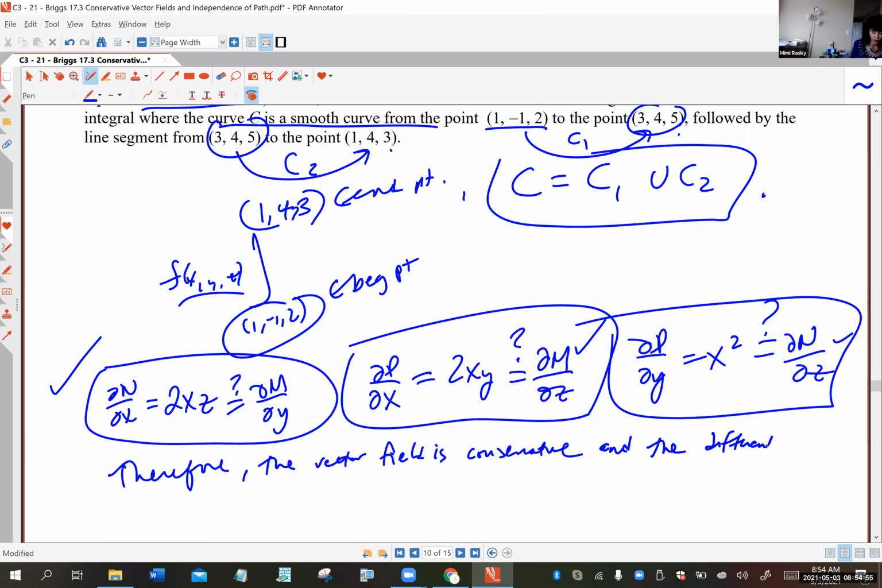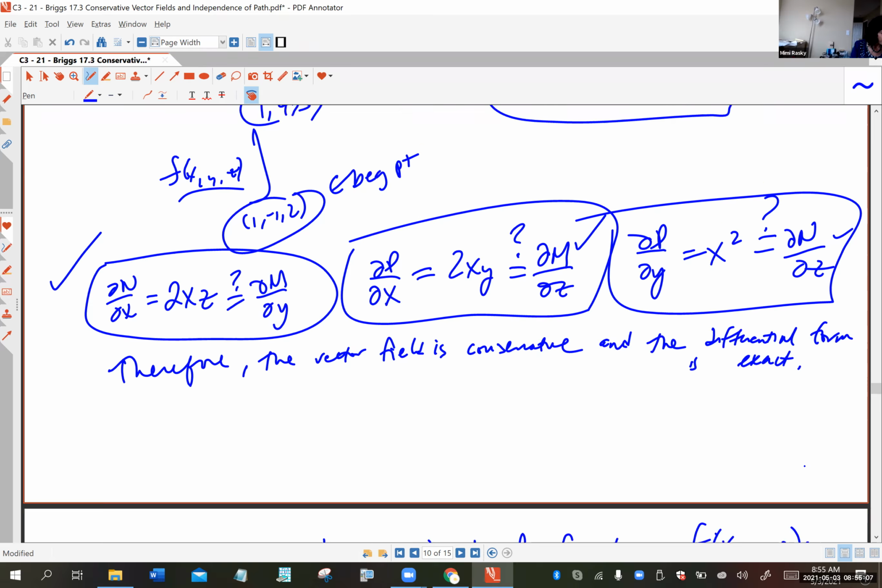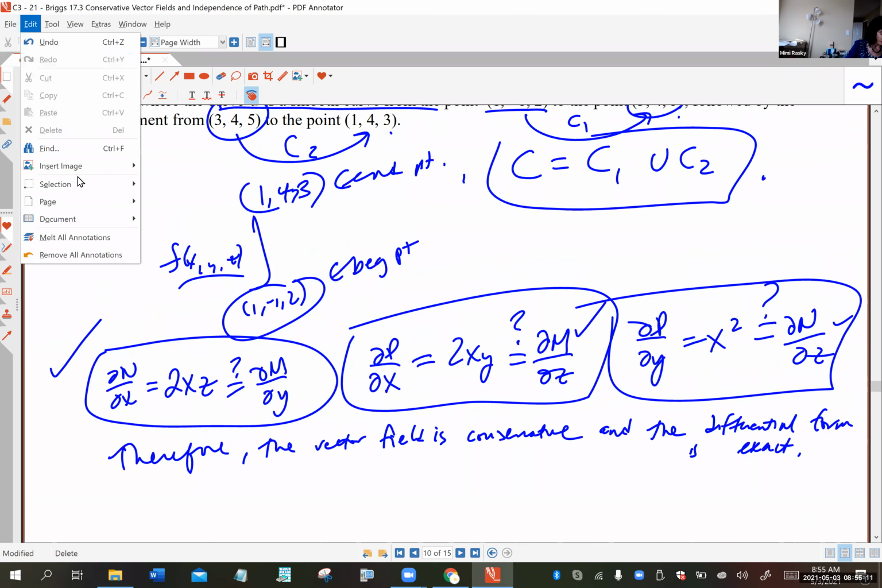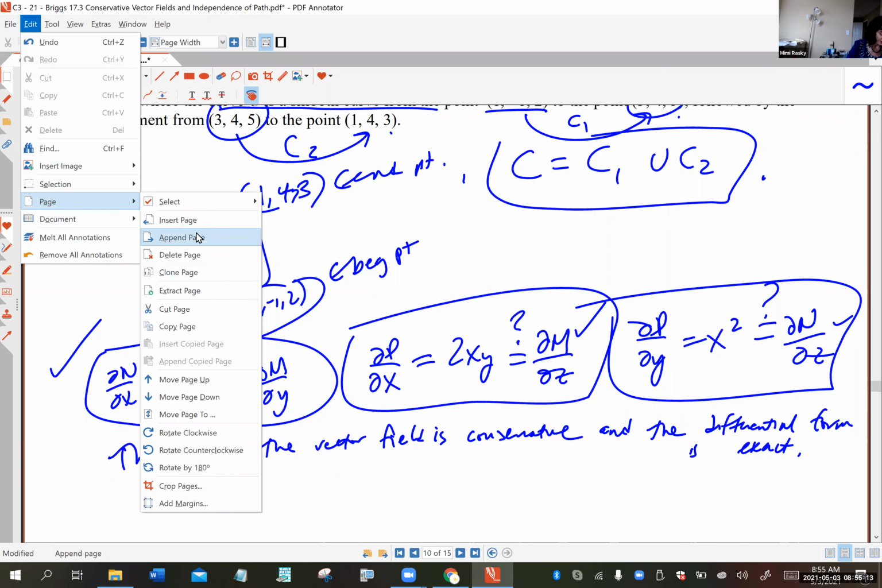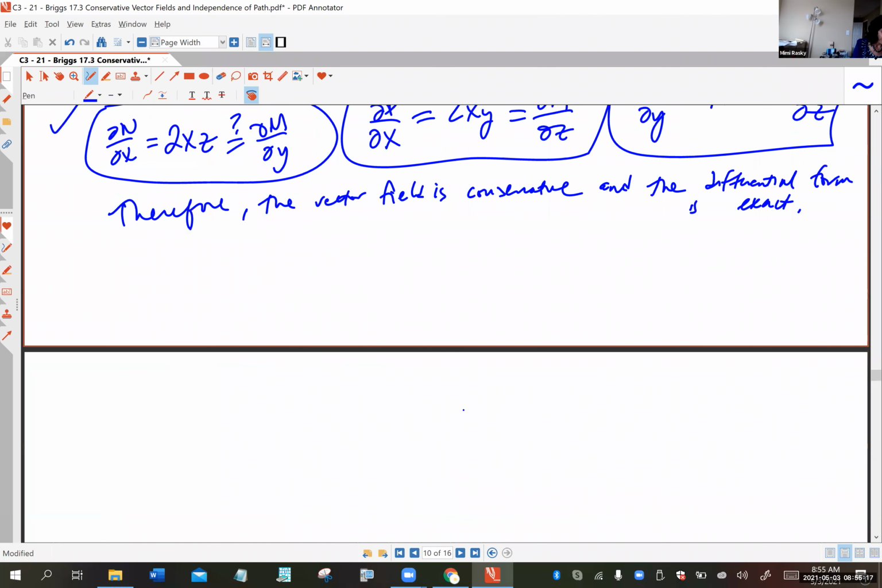Well, you still have some work to do. What do you need to do? Go get that potential function, just like we did in the previous problem. Integrate, integrate, integrate, and then add the results. Okay, so of course I'm running out of room. What else is new? Let me give myself more room here. All right, first let's integrate M with respect to x.